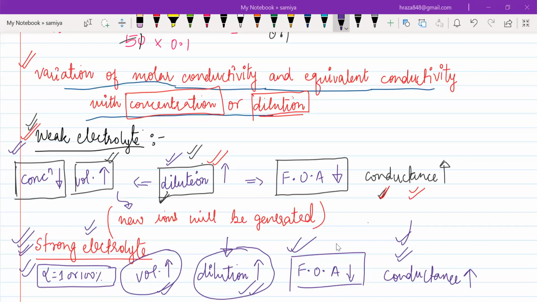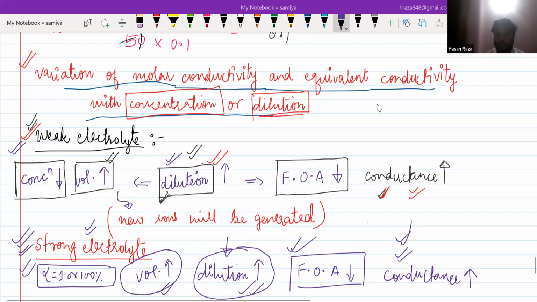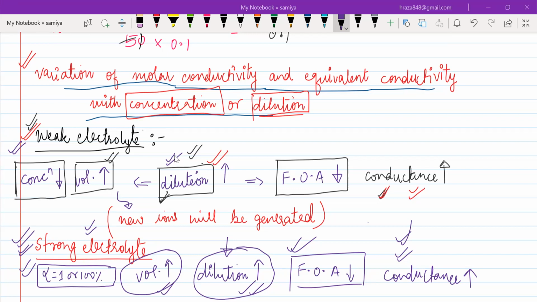So see, what I want to say is that in a strong electrolyte, the electrolyte is already dissociated into ions, 100%. And what happens here is, if you dilute it, volume increases and the distance between particles increases. That's why force of attraction decreases and conductance increases.